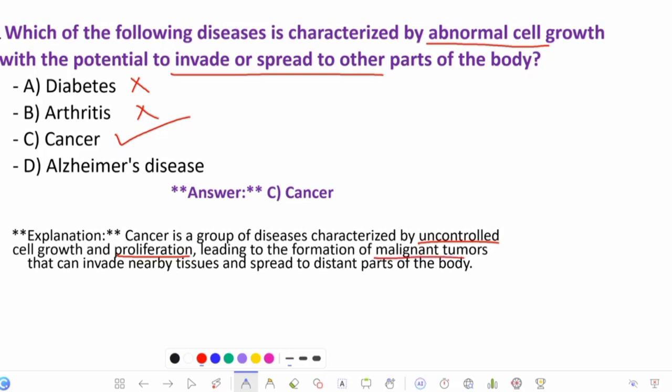A malignant tumor is a tumor which can spread to other parts of the body and invade nearby tissues. They will affect other tissues, other organs, and spread to distant parts of the body. So cancer is a disease characterized by uncontrolled cell growth, uncontrolled cell division, and finally proliferation, leading to the formation of malignant tumors which can spread to and affect nearby tissues. So this condition is known as cancer.